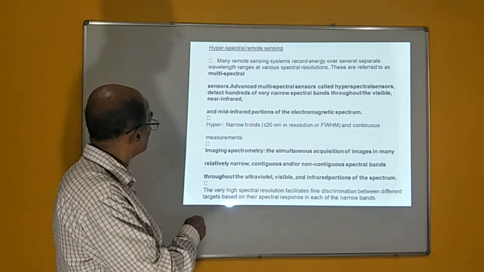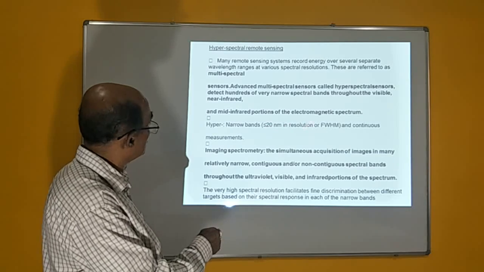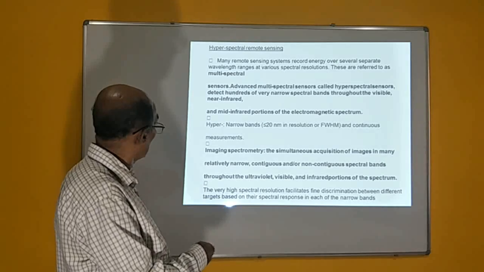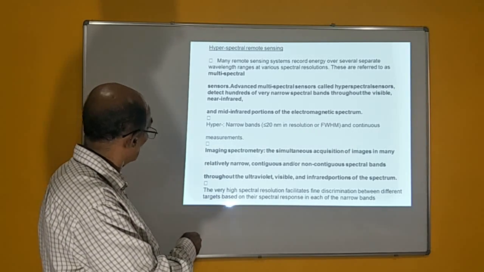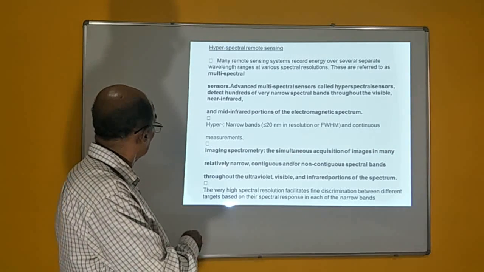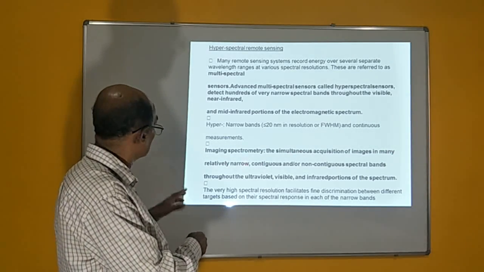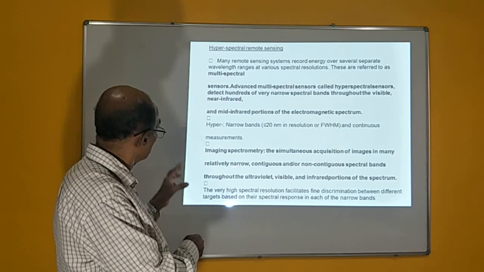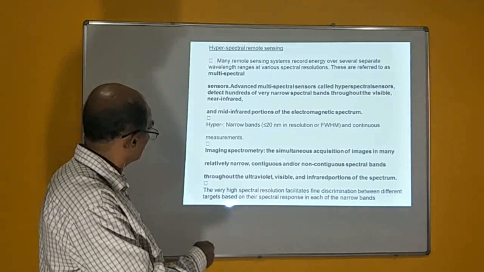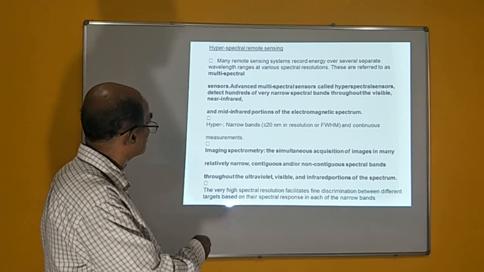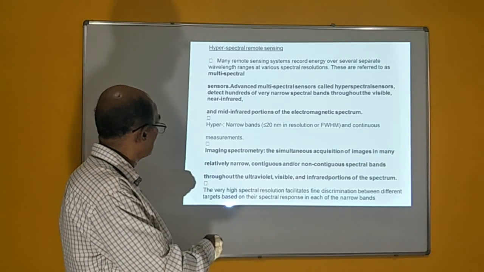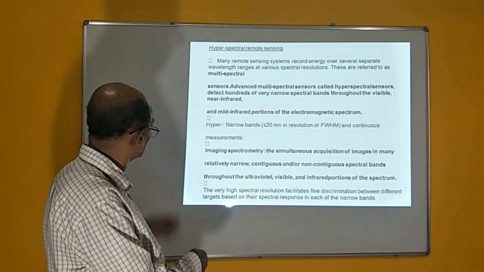And see, here itself it says narrow bands, less than 20 nanometer normally in resolution, and it will be contiguous measurements. It is also called imaging spectroscopy or imaging spectrometry, the simultaneous acquisition of images in many relatively narrow bands. That is very important in hyperspectral remote sensing: very, very narrow bands, and they should be contiguous. This is one of the major things in hyperspectral remote sensing. It is contiguous spectral bands. Then throughout the ultraviolet, visible and infrared portion of the spectrum also we can gather.